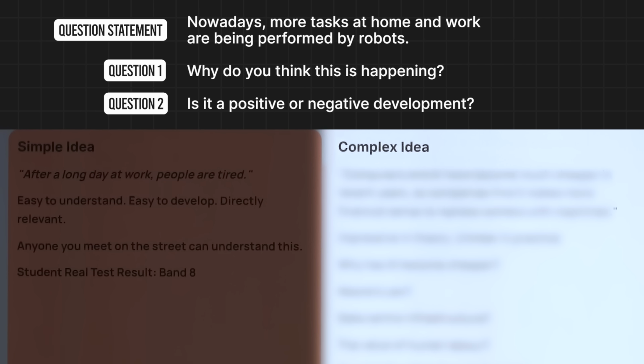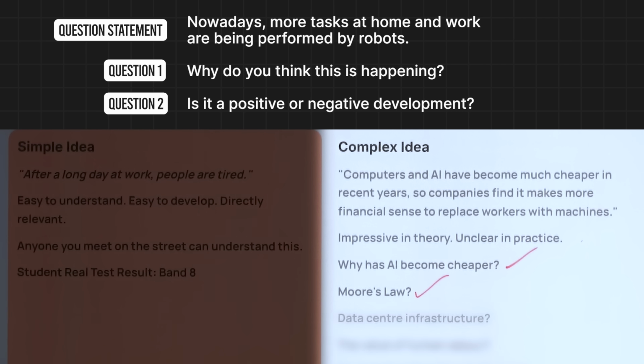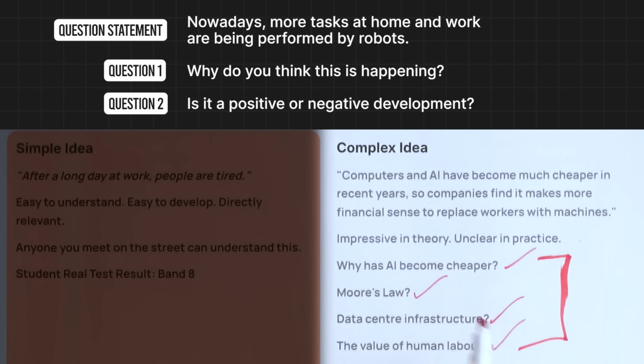What do you mean? If they're asking you those follow-up questions, then it's not a very clear, relevant idea. But if you said something like this, computers and AI have become much cheaper in recent years, so companies find it makes more financial sense to replace workers with machines. So could you walk up to the average person on the street and would they understand that completely? Well, they might ask you, why has AI become cheaper? Most people are not AI experts. Would you need to explain Moore's law to them? Then you would have to talk about data center infrastructure. And then we would need to have a philosophical debate about the value of human labor. Now, we could do that, but you would need to be an expert on all of those things. And then you would need to spend a huge amount of time explaining them, thinking of examples.